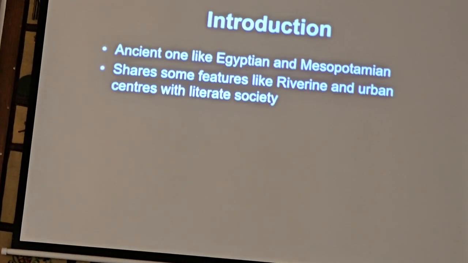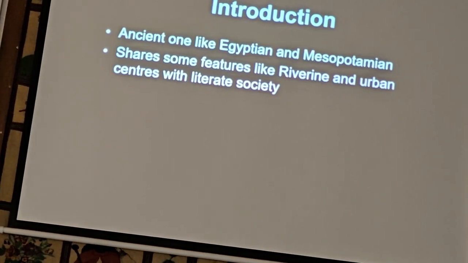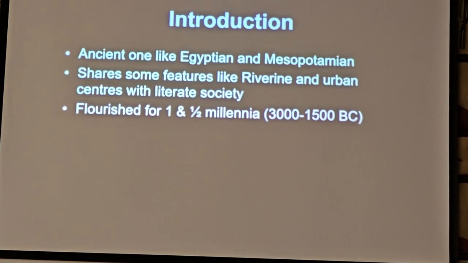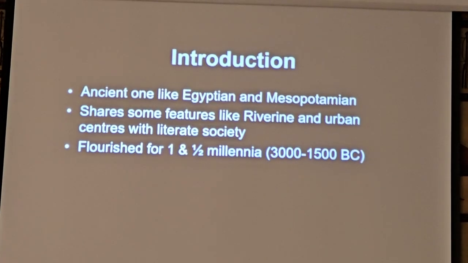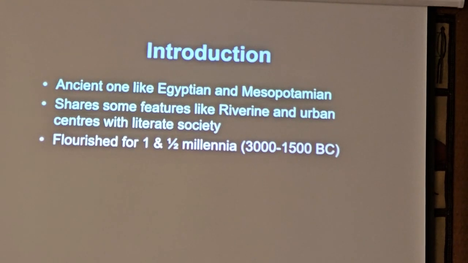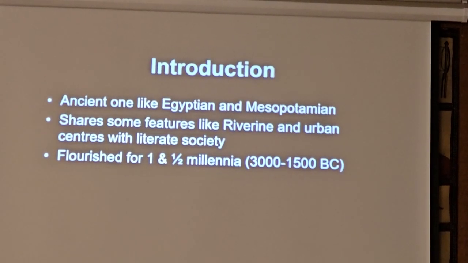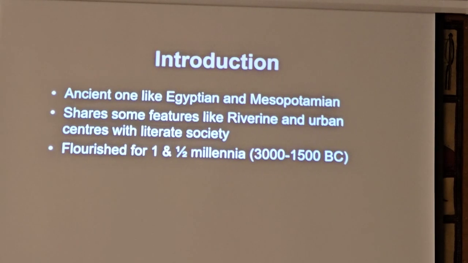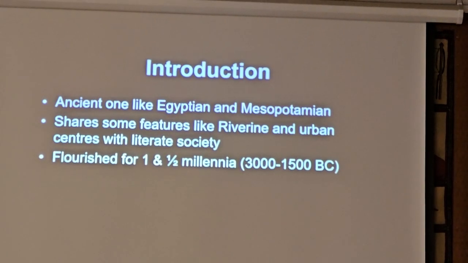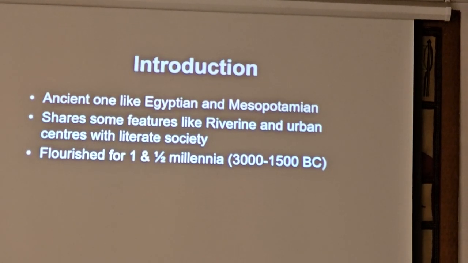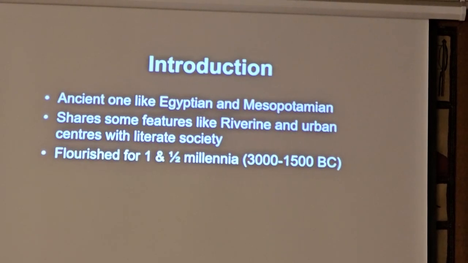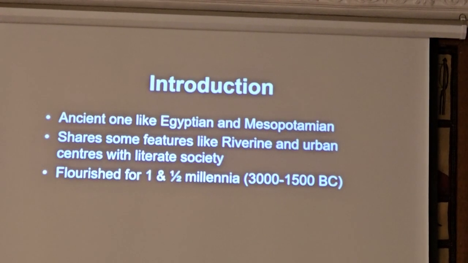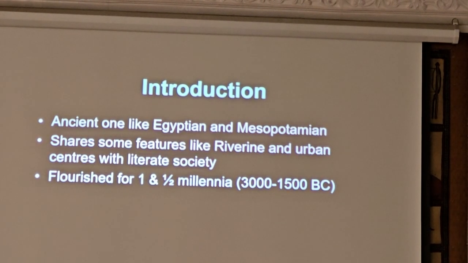Some of the features are unique to each and every civilization, so the Indus also has some unique features. As I mentioned, all these civilizations, including the Indus one, flourished in a time frame that we call the third millennium BC. The time frame for the Indus Valley civilization is almost 1.5 millennia, which is 3000 to 1500 BC. This is a long time frame in which the different phases of the Indus civilization flourished, and finally it declined after 1500 BC. So the beginning can be traced to 3000 and the last stages up to 1500 BC.